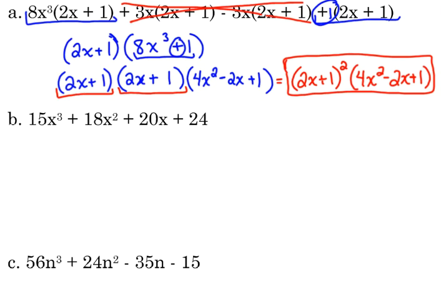We always look for GCF, right? So variables are easy to pick out. We've got x cubed, x squared, x, but the last term doesn't have a variable. So no GCF of x. In terms of our numbers, 15, 18, 20, and 24, well, 3 of them are divisible by 3, but 20 is not divisible by 3. So no GCF for the entire expression.